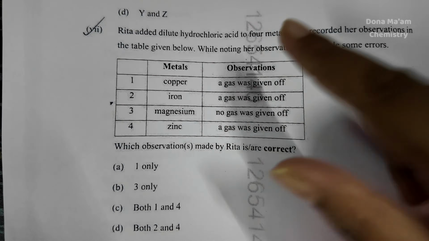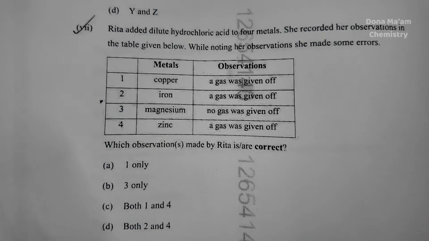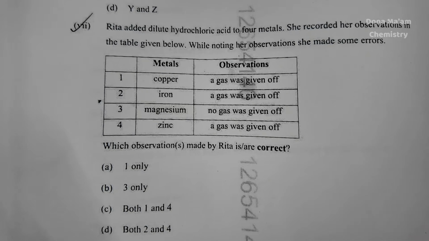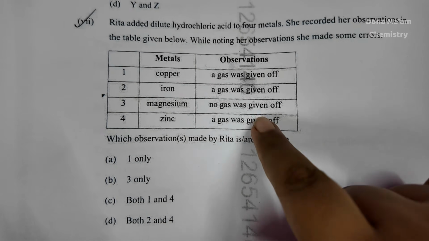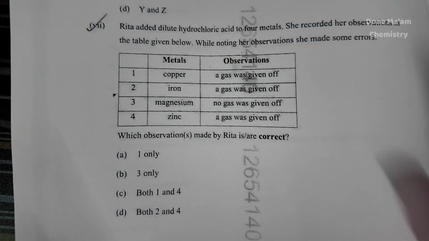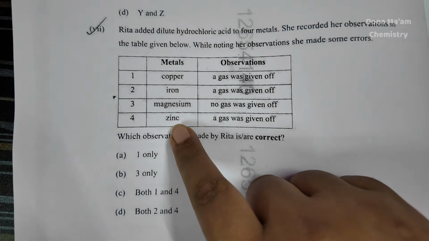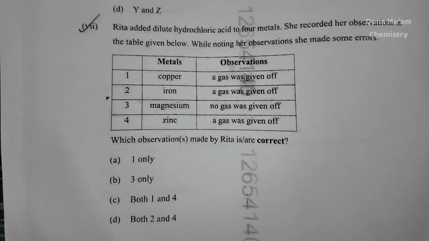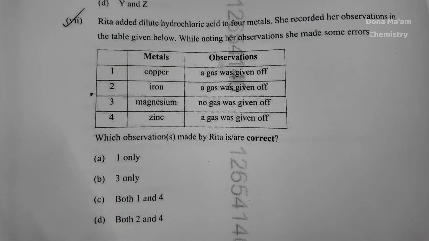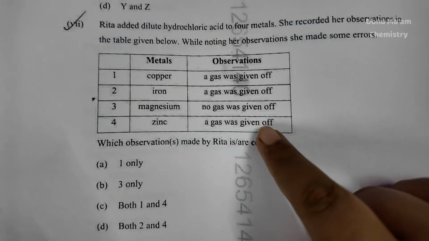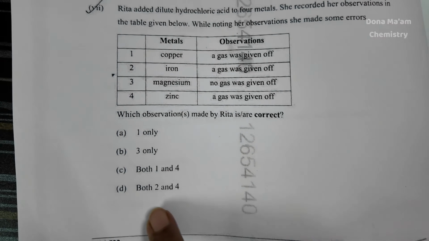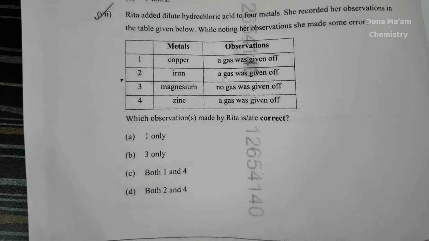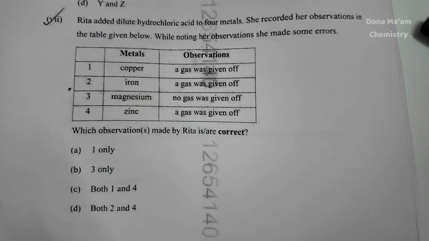Magnesium. Yes, when magnesium reacts with dilute HCl, we get MgCl2 plus H2. So again, a gas is given off, but over here it's saying no gas. So this is wrong. So 3 will not be the answer. Zn this time. Zn plus dilute HCl, you get hydrogen gas again, ZnCl2 plus hydrogen. So a gas is given off, so this is correct again. So 2 and 4 will be correct. So both 2 and 4, option number D is the correct answer.